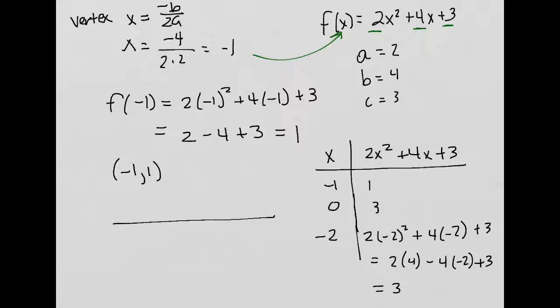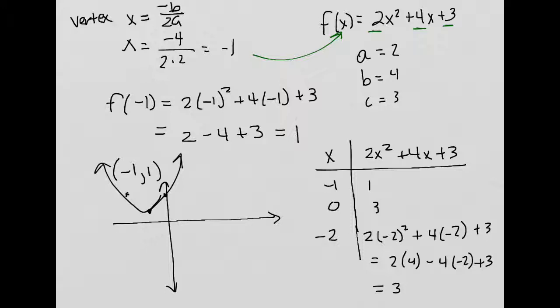Let's graph it. I know it's getting to be a lot on this page. Just hang with me here. Okay, negative 1, 1 is my vertex here. Then I have 0, 3, and I have negative 2, 3. So here's my parabola. That's sloppy. I can't get the dots to connect.